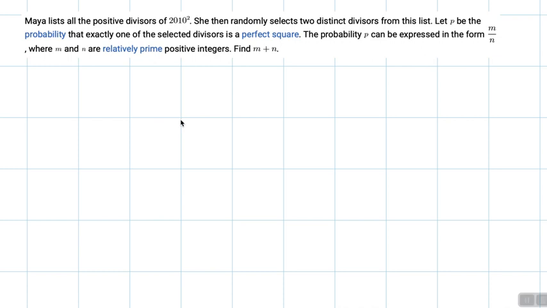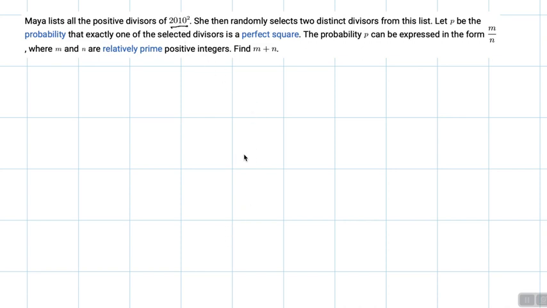Maya lists all the positive divisors of 2010 squared. She then randomly selects two distinct divisors from this list. Let P be the probability that exactly one of the selected divisors is a perfect square. The probability P can be expressed in the form m over n, where m and n are relatively prime positive integers. Find m plus n.